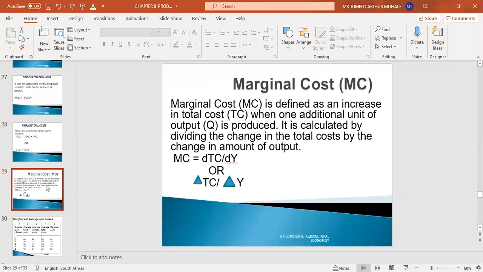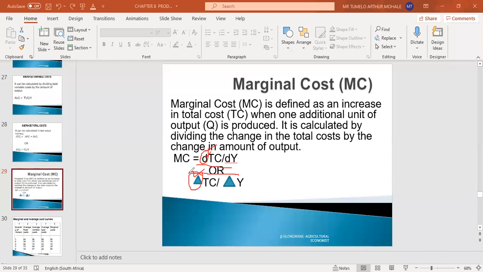And then we go to marginal cost. What did I say about marginal cost? The moment you see marginal, you think of what? Derivative. So you use derivative or you use delta. But you only use derivatives when you are working with what? A function, an equation, right?